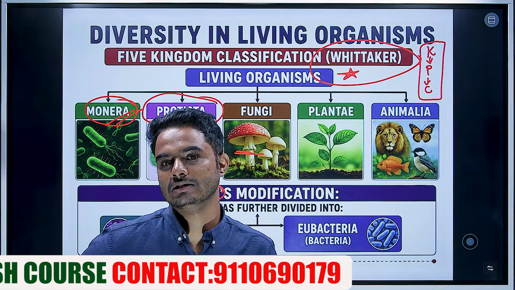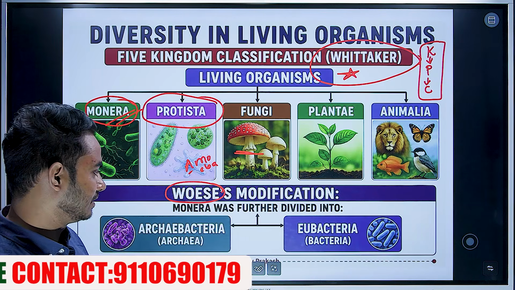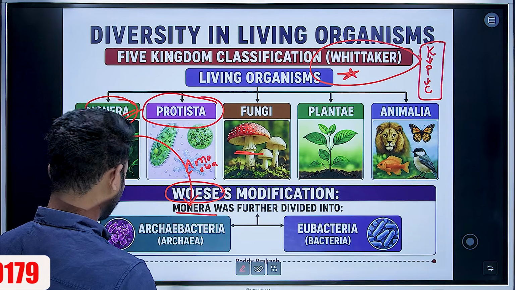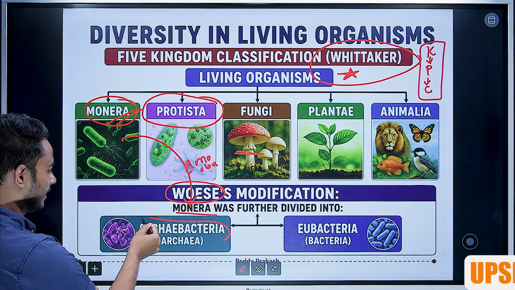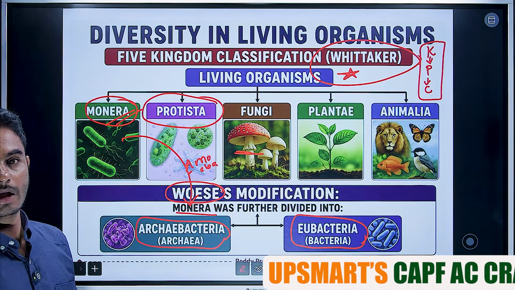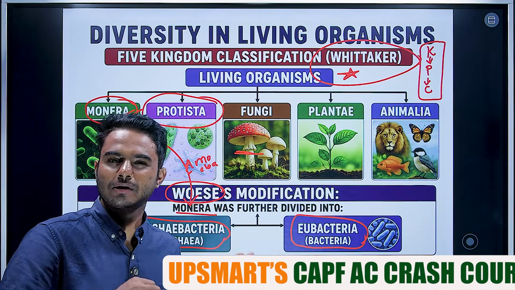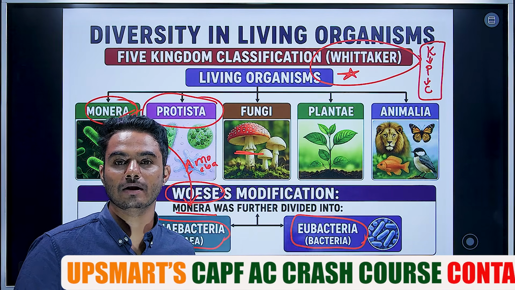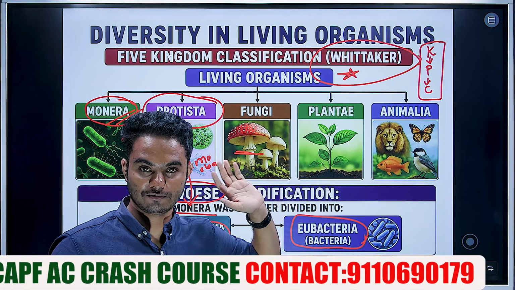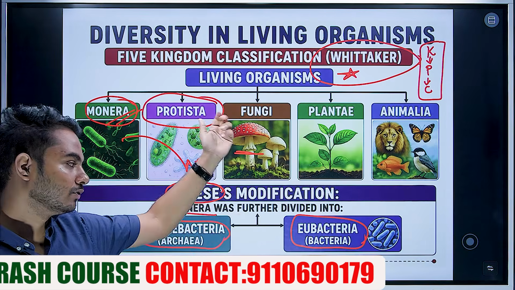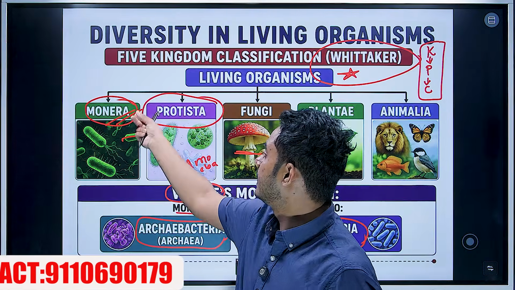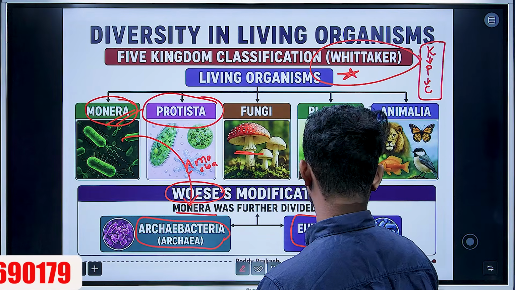He has given the extension. What is the extension, sir? The extension is that the kingdom Monera was further classified into Archaebacteria and Eubacteria. We need not get into technicalities and very minute details of all these things. All we need to know is that the 5 kingdom classification was given by Whittaker, and the extension of Monera was given by VC. This is enough, and we can discuss the elements within each with the next slide.